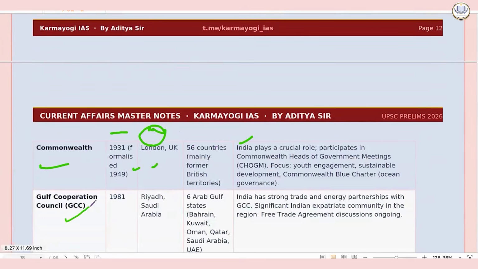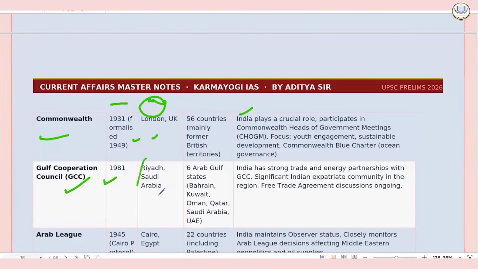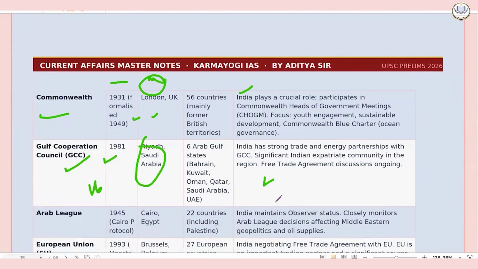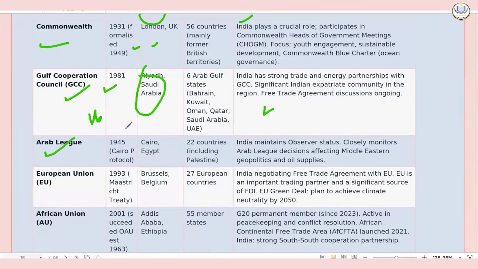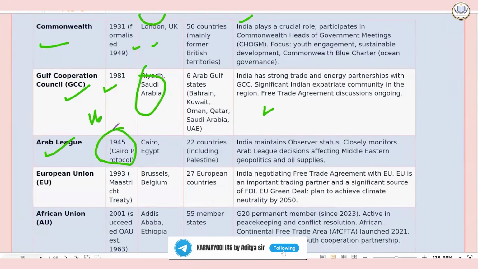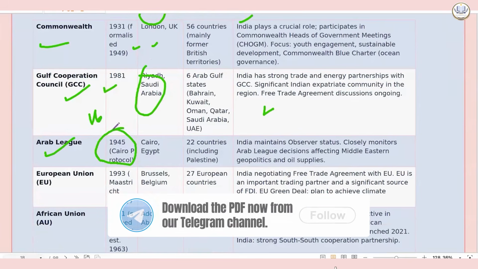Then we have Gulf Cooperation Council, 1981, Riyadh, Saudi Arabia. There are 6 Arab states like Bahrain, Kuwait, Oman, Qatar, Saudi Arabia. India has strong trade and energy partnership with GCC, and a significant Indian expatriate community in the region. Free trade agreement discussions are ongoing. Then Arab League, formed in 1945, Cairo Protocol, Cairo, Egypt. 22 countries, including Palestine. Palestine is part of Arab League. That's important. And India maintains observer status, closely monitors Arab League's decisions affecting Middle Eastern geopolitics and oil supplies.